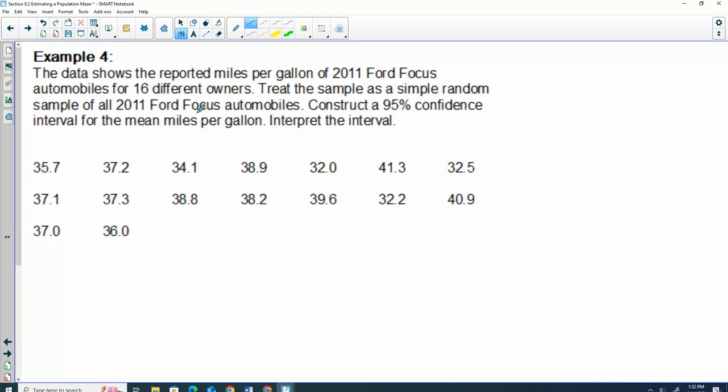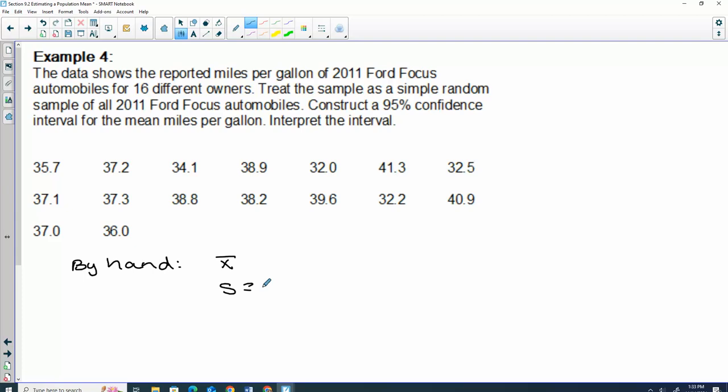So going back to some data. This data reports miles per gallon of a 2011 Ford Focus for 16 different owners. Treat it as a simple random sample, constructing 95% confidence interval for the mean miles per gallon. So if we were going to do this by hand, we have to have x bar and s. Sometimes that will be given to us in the problem, but was it here? No. So do you remember how we got that?